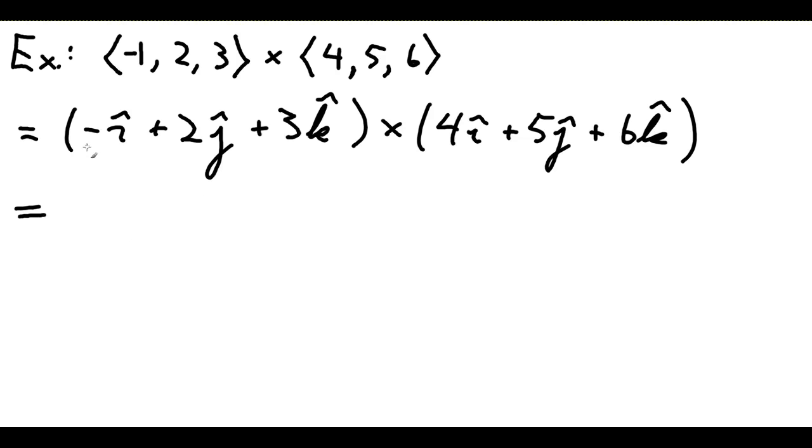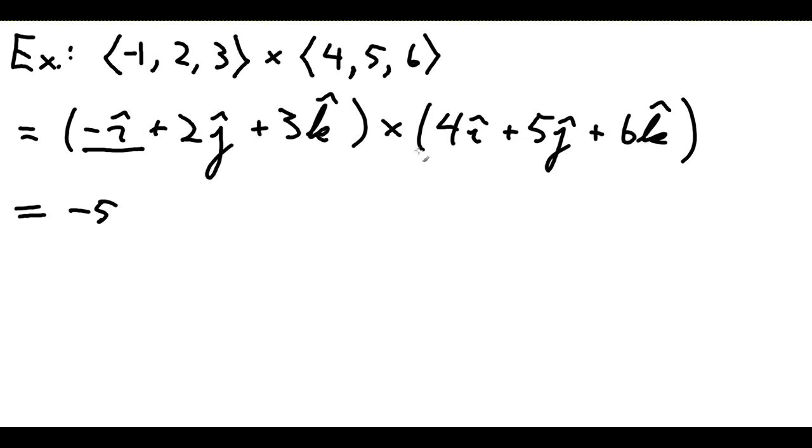The idea is that we're doing the full double distribution here. It's like FOIL, but with more terms. So we start with this negative i. We want to distribute that over each term here. i cross i is 0, so that term drops out entirely. So we have negative i times 5j. Negative 1 times 5 is negative 5.